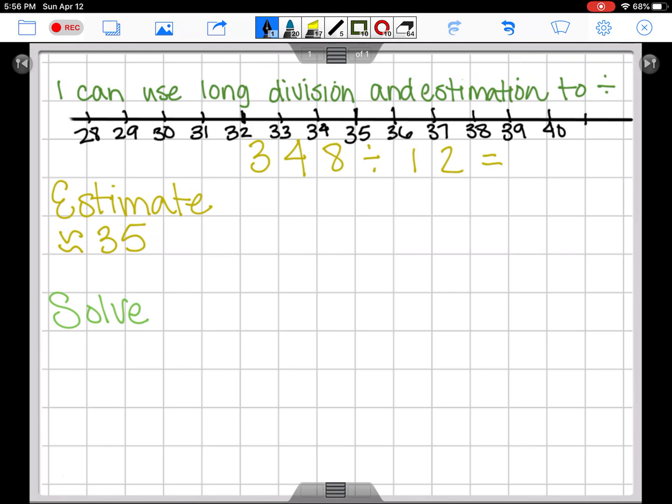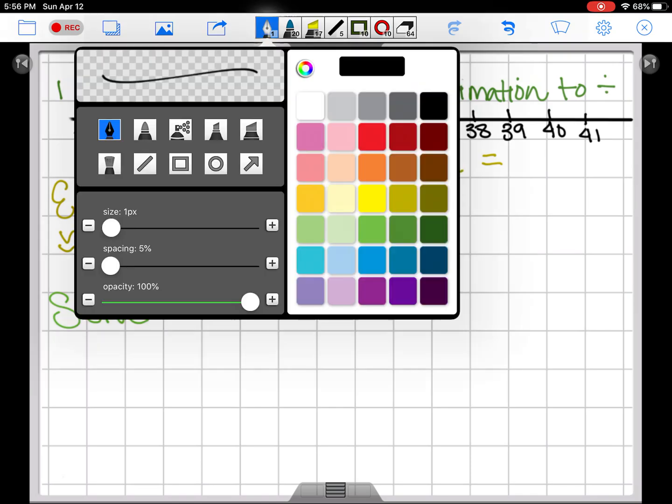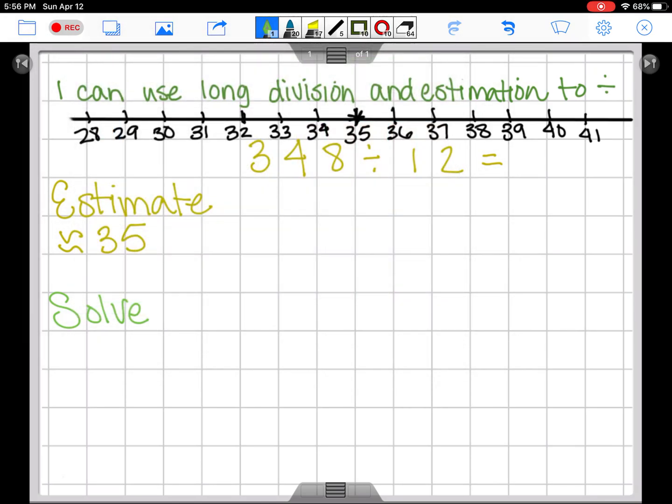All right, so I've got this little number line going just to help me out here a little bit because I know that my answer is going to be close to 35. Now let's see what happens when we solve this. We're going to set it up just like a regular long division. 348 divided by 12. So right away, we're going to have to be continuing to use that strategy of estimation. We are going to look here and say, well, 12 cannot fit into 3, but it can fit into 34.